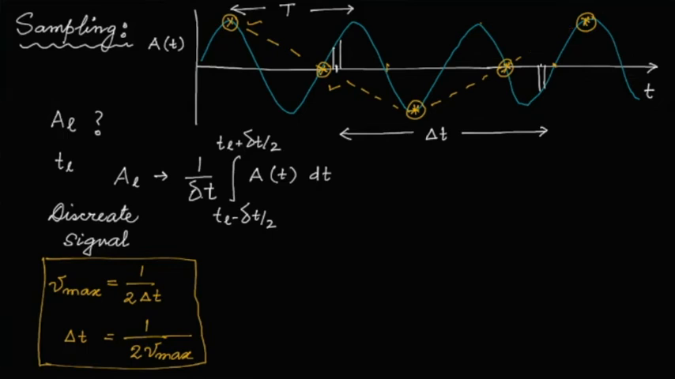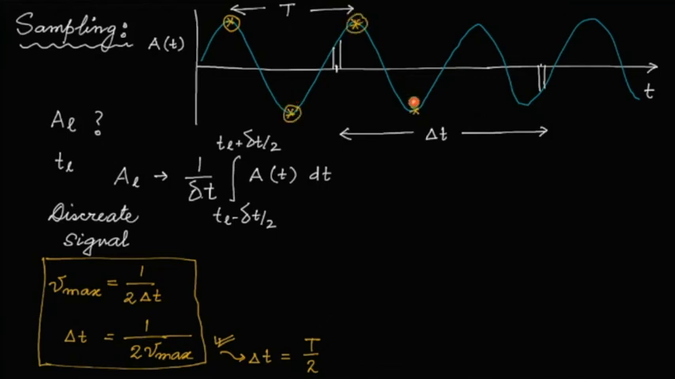Now let us see what can be done if we sample at half of the time period. See, nu max: the nu of this signal is 1 by T, and nu max is of course also 1 by T, since there is only one frequency. So I can also write this as delta T equals capital T by 2. So you should have half of the time period. If I do it at half of the time period, then you suddenly see that you get an oscillation which is exactly at the same frequency as that of the original wave.